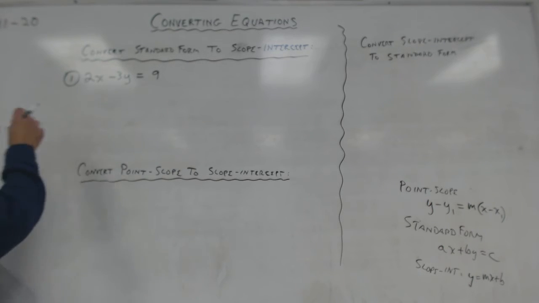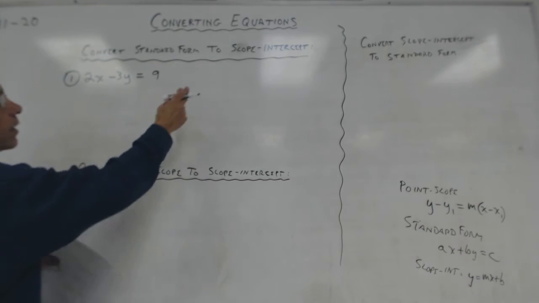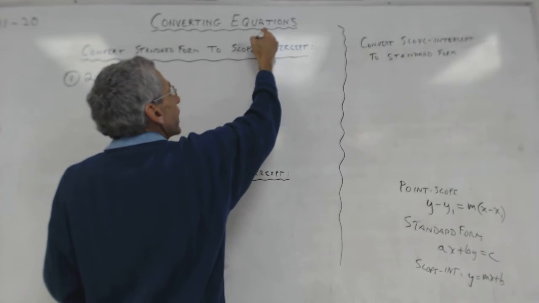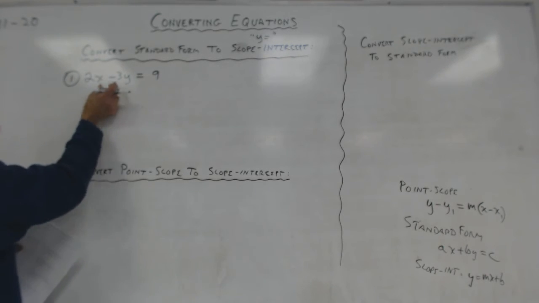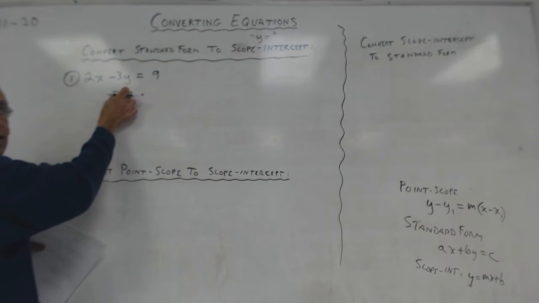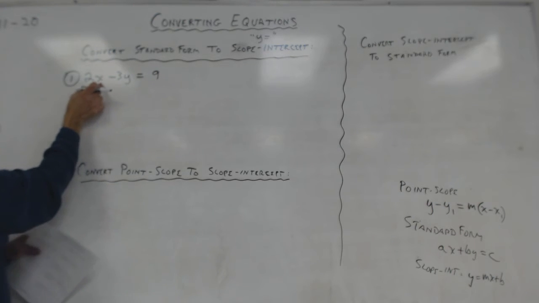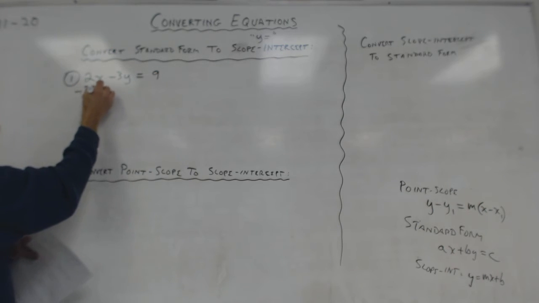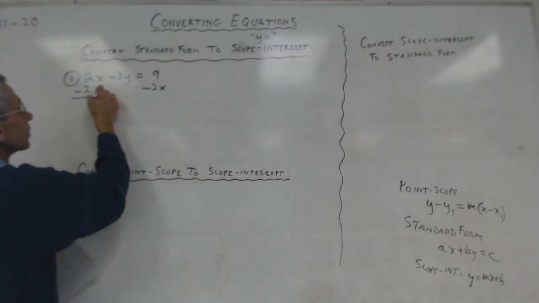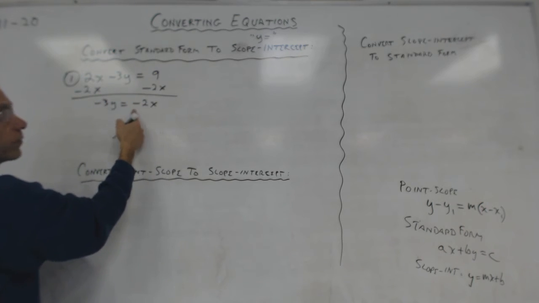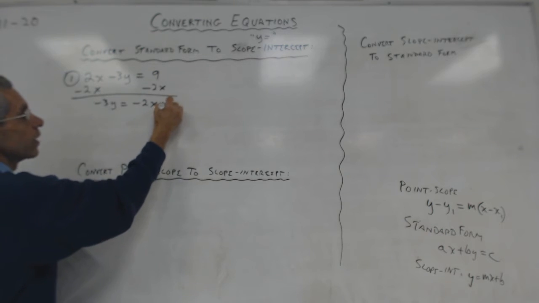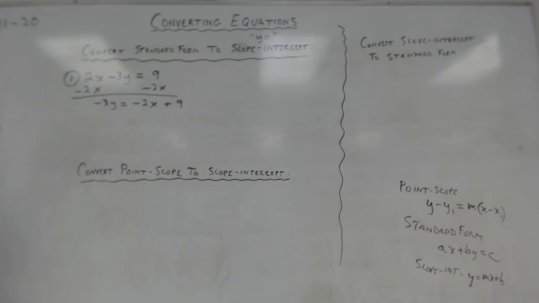Okay, so what I'm going to do is remember, I'm trying to get it to slope-intercept, which is y equals. That means I have to solve for y. I want all the other stuff on the other side except the y. So the first thing I do is get rid of the 2x. I subtract 2x from both sides, and I have negative 3y is equal to negative 2x, I like to write my x first, plus 9. I'm almost there, but there's still that negative 3 in front of the y. I've got to move it.